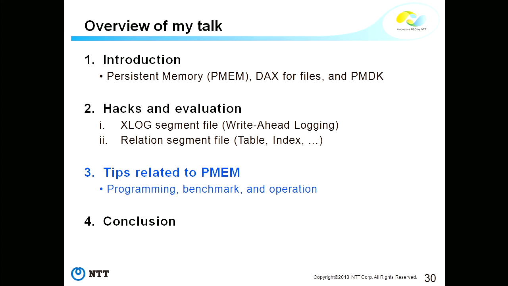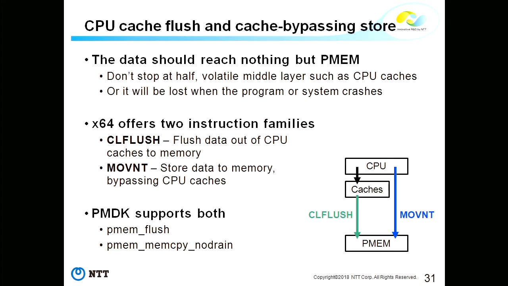Next, I show some tips related to PMEM. First, CPU cache flush and cache bypassing store. These are important because the data should reach nothing but PMEM. That is, don't stop at a half volatile middle layer, such as the CPU cache, or it will be lost when the program or system crashes.